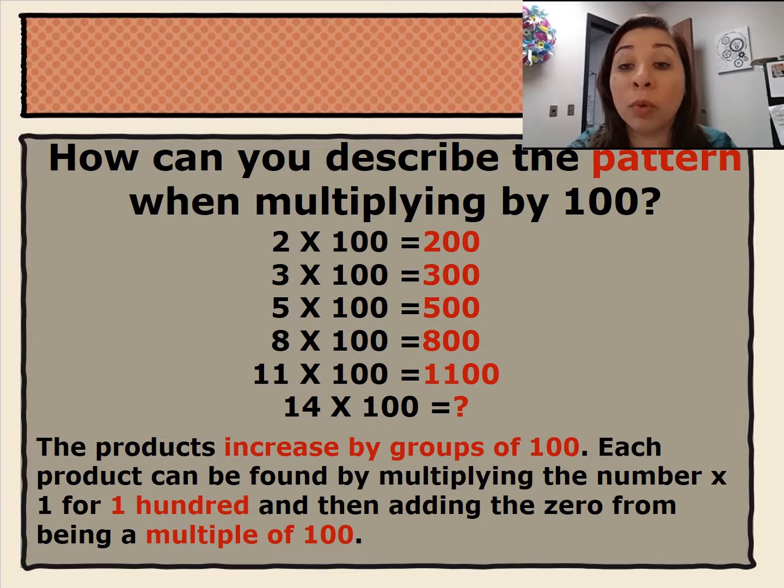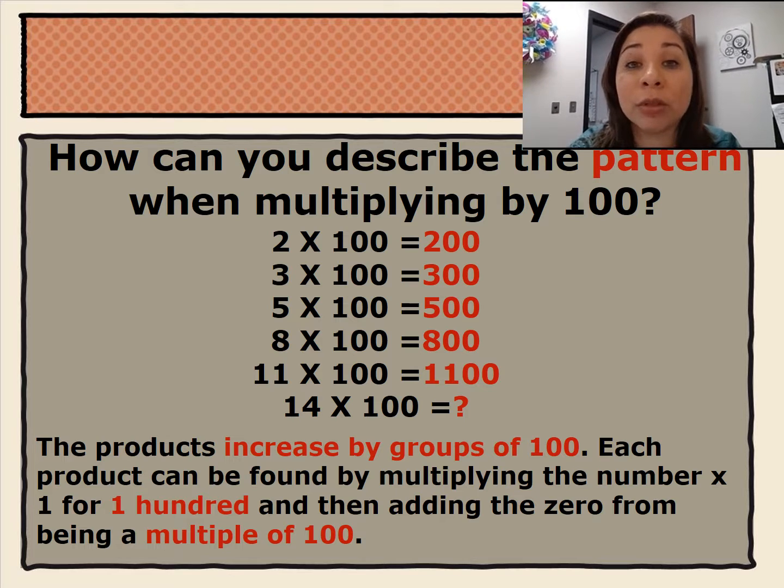How can you describe the pattern when multiplying by 100? Let's look at the following equations. 2 times 100 equals 200. 3 times 100 equals 300. 5 times 100 equals 500. 8 times 100 equals 800. 11 times 100 equals 1,100.